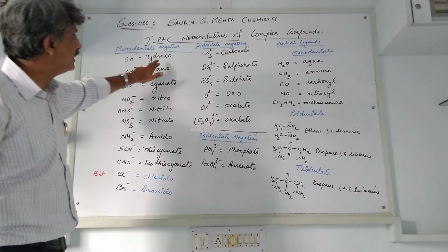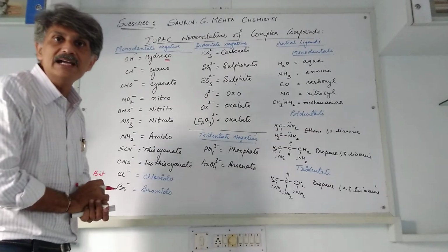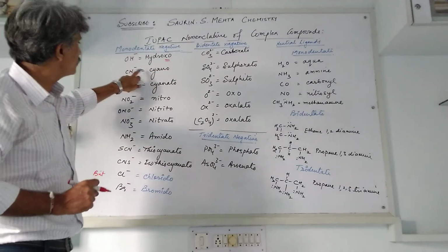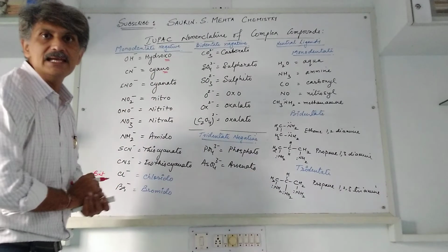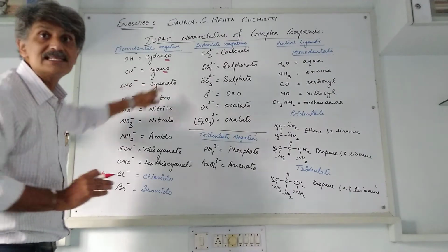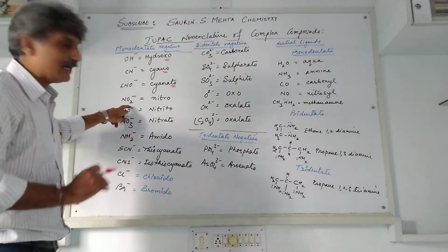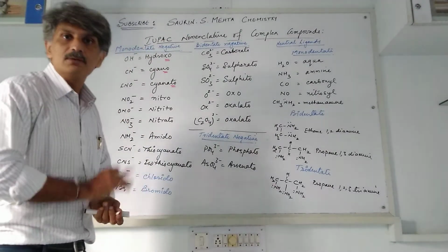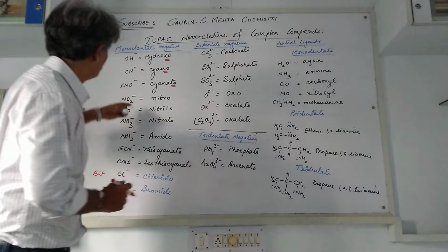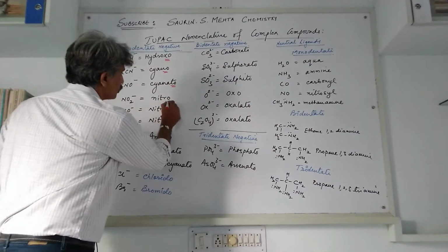OH- for IUPAC is named as hydroxo. There is a suffix O over here, so it is named as hydroxo. For CN-, in general it is cyanide, but for the IUPAC nomenclature it is named as cyano. For OCN-, it is cyanate, and for IUPAC we name it with suffix O, cyanato. For NO2-, here you will have three ligands with 1- charge, and the nomenclature varies. NO2 with 1- is named simply nitro, suffix O, nitro.